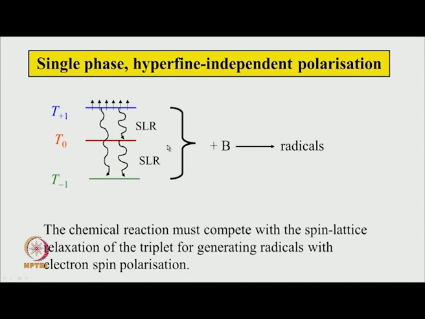So, here again this is described figuratively. Let us say the T1 state is populated selectively first, then these relaxation processes, the spin lattice relaxation, act within the triplet manifold, so that the Boltzmann distribution is restored within the triplet manifold. Now, the B molecule comes and reacts with this. If the reaction is faster or comparable to this rate, then this extra population of spins can be transferred to the radical. Therefore, the most important requirement is that the chemical reaction must compete with the spin lattice relaxation of the triplet for generating radicals with electron spin polarization.